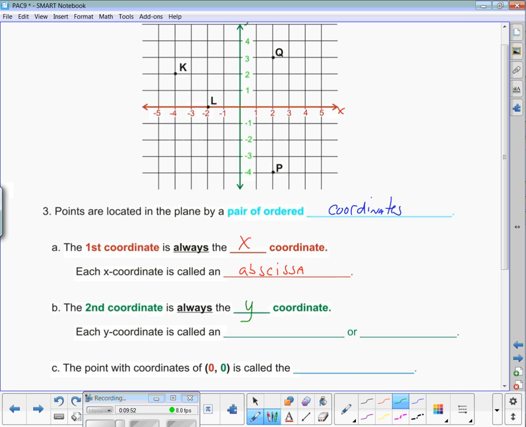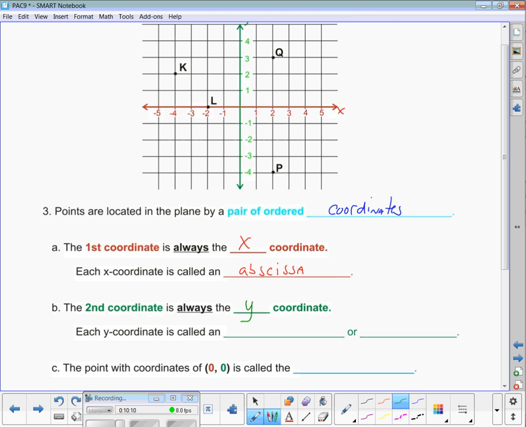Now, you might say, Mr. Scarfy, how in the world can I figure out which one's first and which one's second? Well, how about alphabetical order, right? X comes before Y. All right, pretty easy.